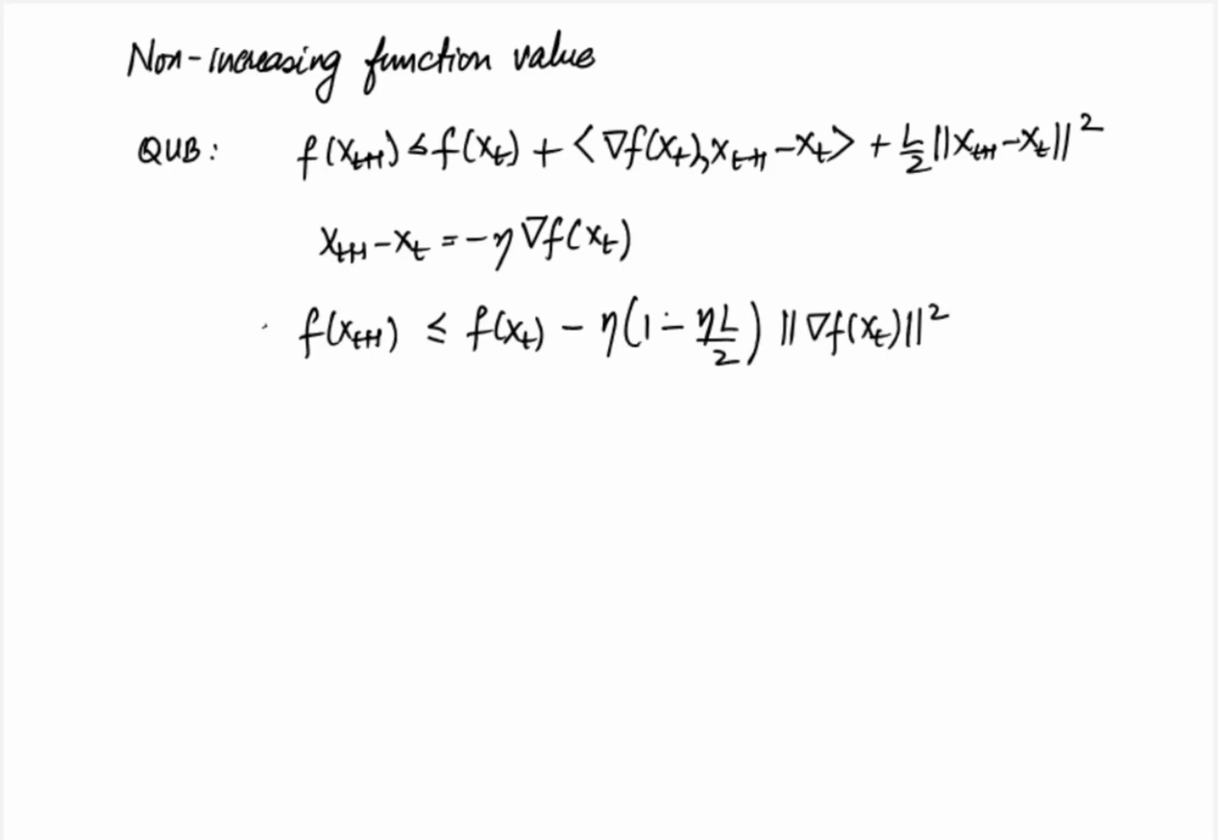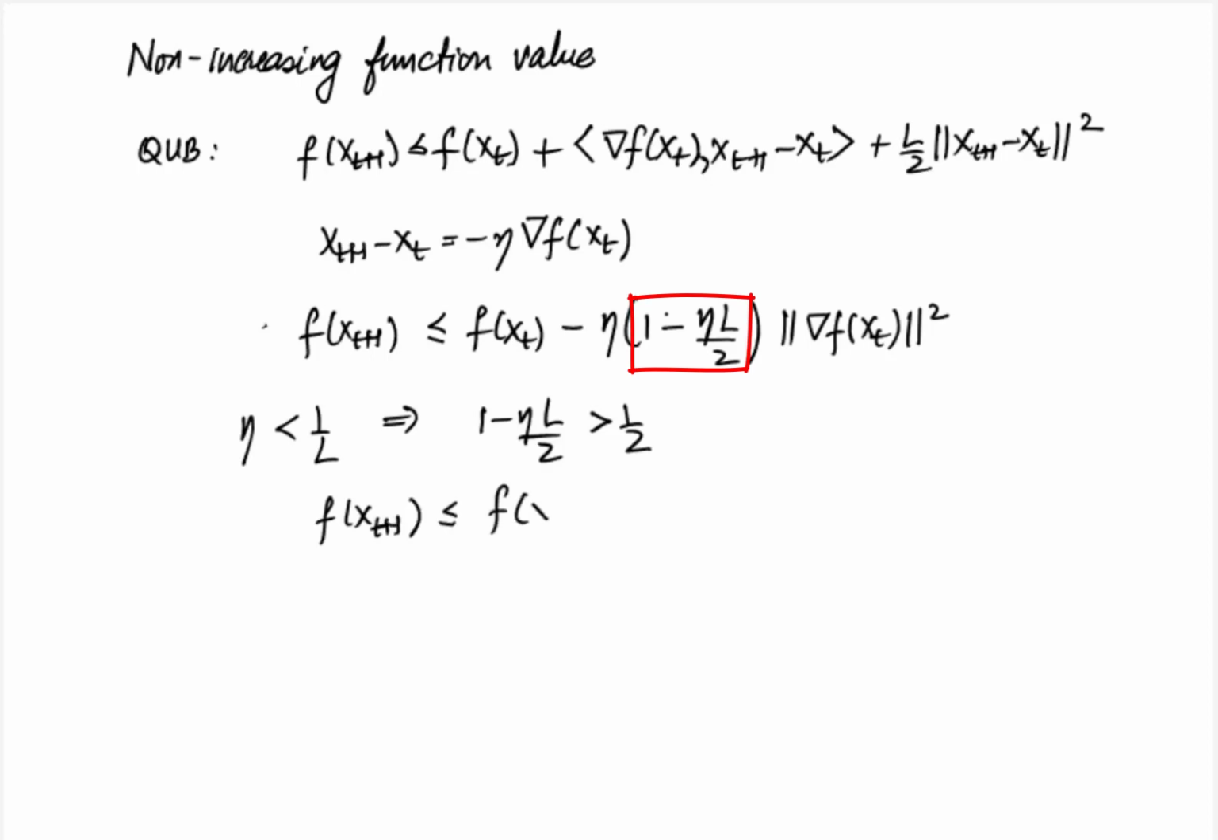Remember that we assumed that eta was less than 1 by L, or equivalently 1 minus eta L by 2 is greater than half. So we can use this bound here so as to obtain f of xt plus 1 less than or equal to f of xt minus eta by 2 times the norm of gradient f of xt squared.